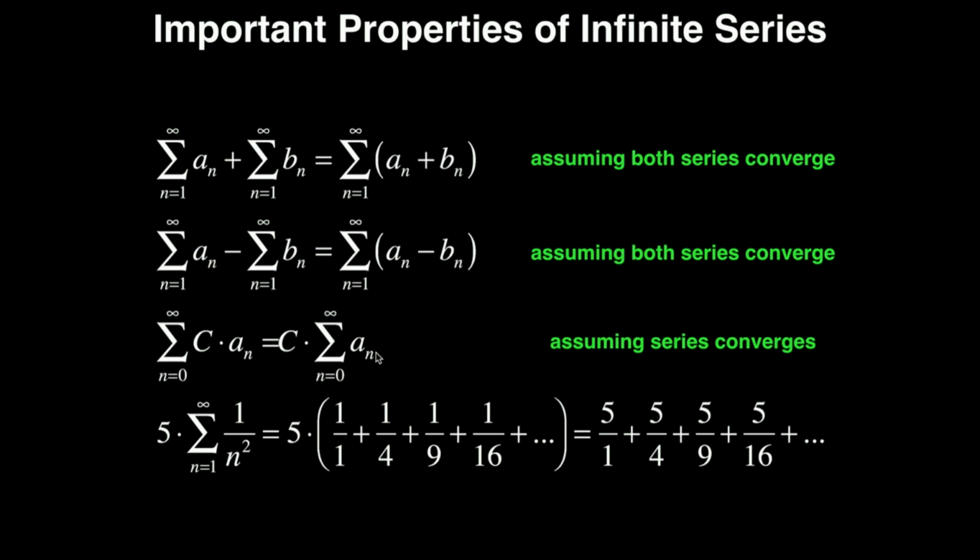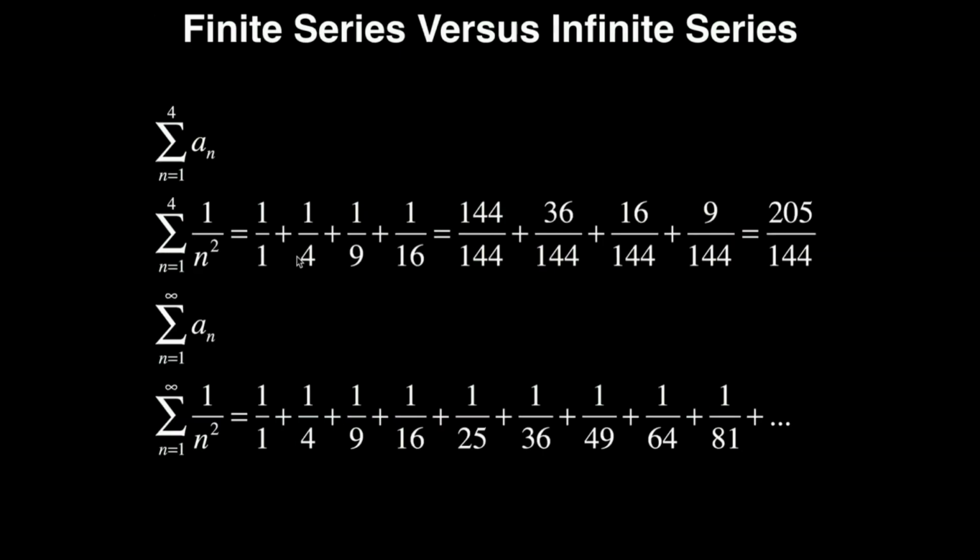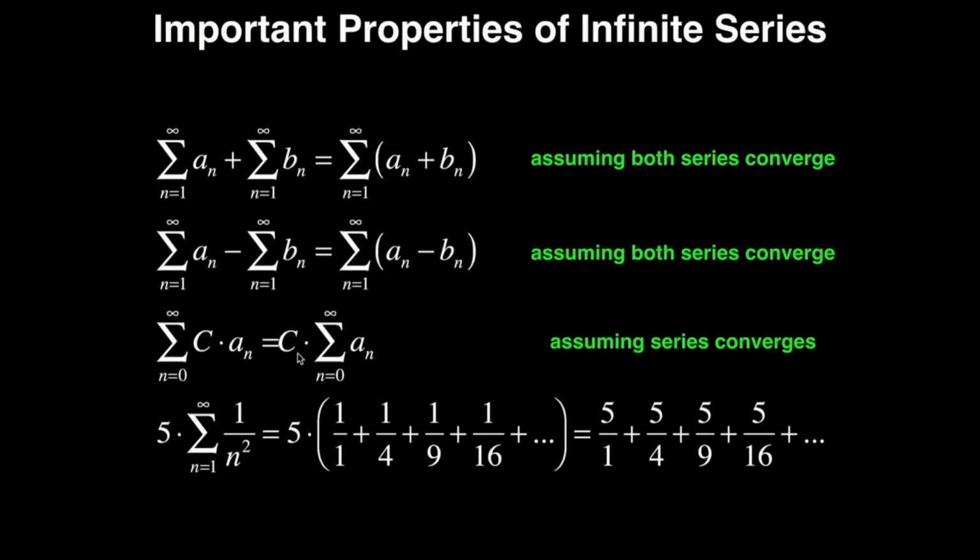Okay? And an example of how this works would be if you had 5 times the series from n equals 1 to infinity of 1 over n squared. And again, I can throw that 5 back inside the series. And so what would happen is I would just literally multiply a 5 by every single term in the series. If you just look at the 1 over n squared, which is what we saw in one of the previous slides right here, you end up with 1 over 1 plus 1 over 4 plus 1 over 9 plus 1 over 16 and so on and so forth.